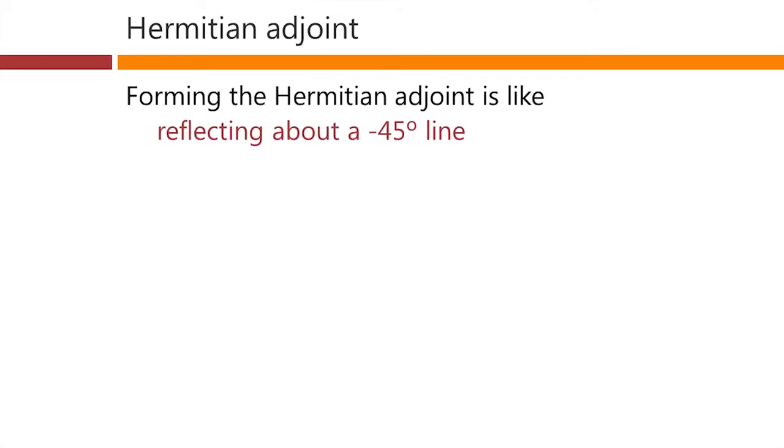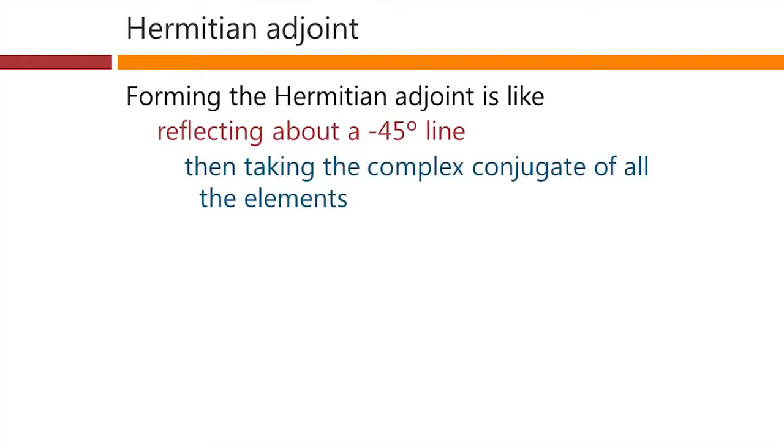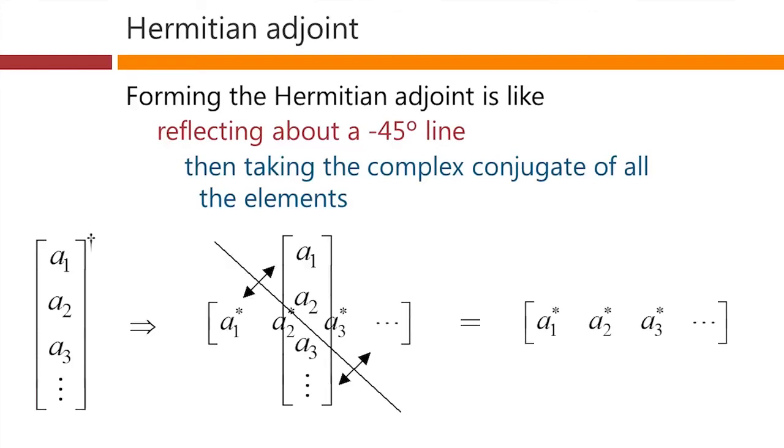Forming the Hermitian adjoint is like reflecting about a 45-degree line, a minus 45-degree line if you like to be strict about it, and then taking the complex conjugate of all the elements. So for example, here we are performing this Hermitian adjoint operation on this column vector. It's like taking this column vector and reflecting it about this line here and taking the complex conjugate when you do it to get this row vector here. This is the result, the row vector. So the Hermitian adjoint of this column vector is just reflecting about that 45-degree line and taking the complex conjugate to get the row vector.